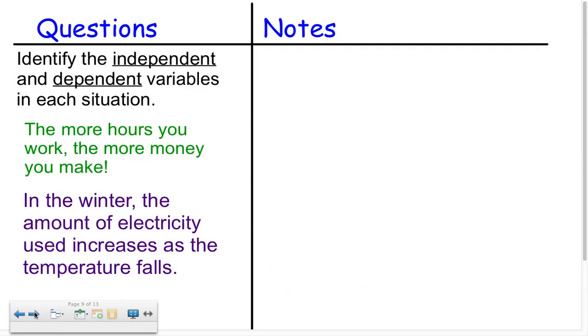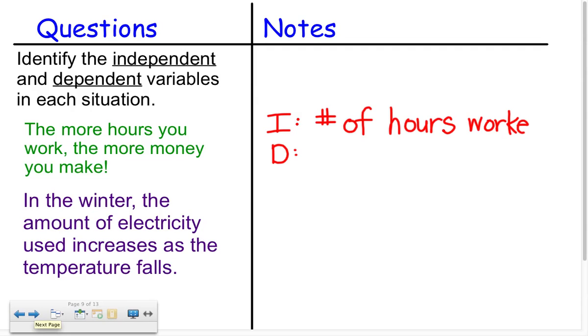Same directions and two more situations. The more hours you work, the more money you make. So if you think about any job, you can't get paid until you work. So our independent is the number of hours worked. The dependent is the money made.